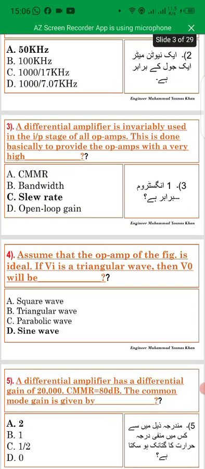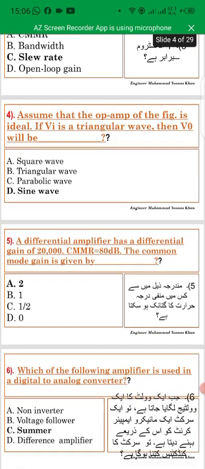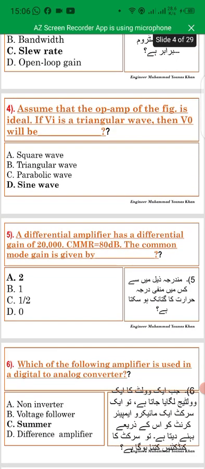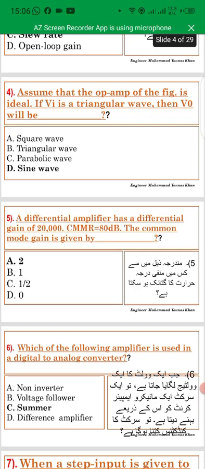Differential amplifier is invariably used in the input stage of all op-amps. This is done basically to provide the op-amp with very high slew rate. Assume that the op-amp of the figure is ideal. If Vi is the triangular wave, then V0 will be sine wave.